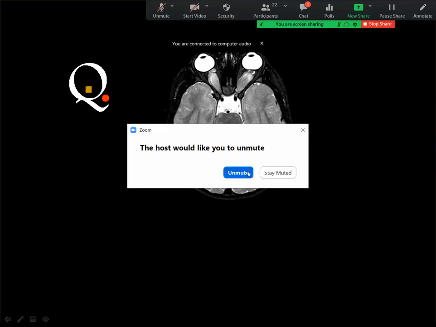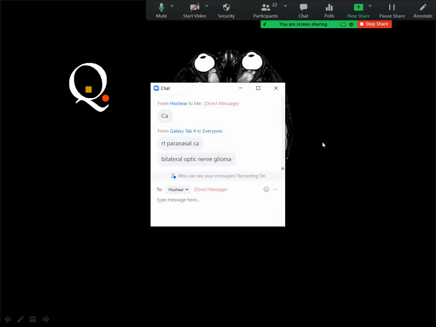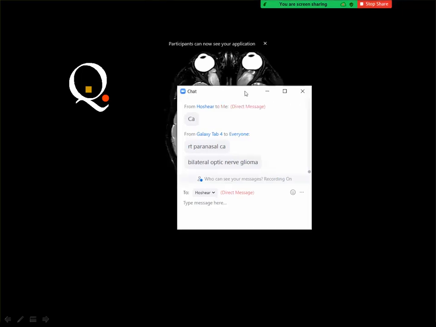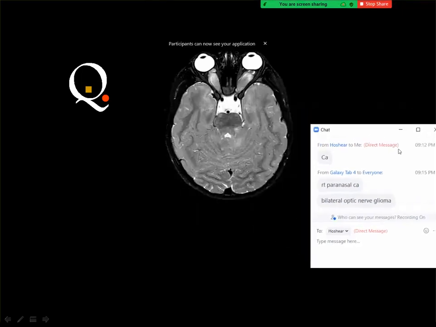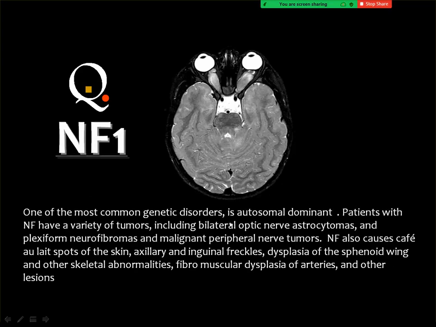Then, there are some troubles with the internet as usual. And this is bilateral optic nerve glioma. The answer is right because the optic nerve is involved by a mass bilaterally, and you get some tortuosity. You cannot see the optic nerve through the lesion. Then this is bilateral optic nerve gliomas, and in such a case, you should diagnose the possibility of neurofibromatosis type 1.